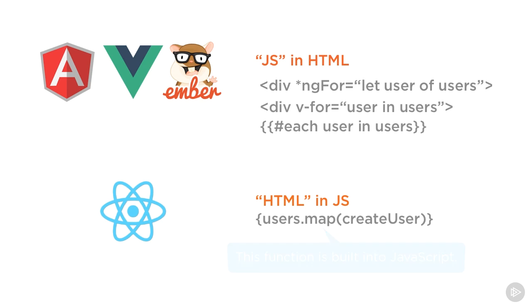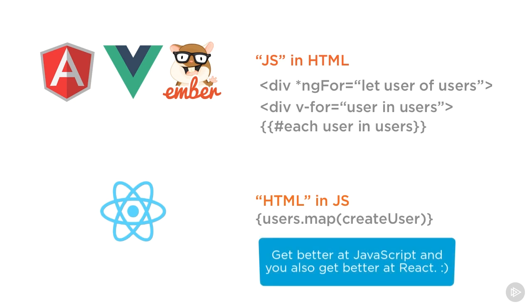Basically, traditional libraries put fake JavaScript in HTML. And React is doing the exact opposite. It puts fake HTML in JavaScript. I find React's approach preferable because it creates a simpler API. React encourages you to get better at JavaScript, and in doing so, you also get better at React.